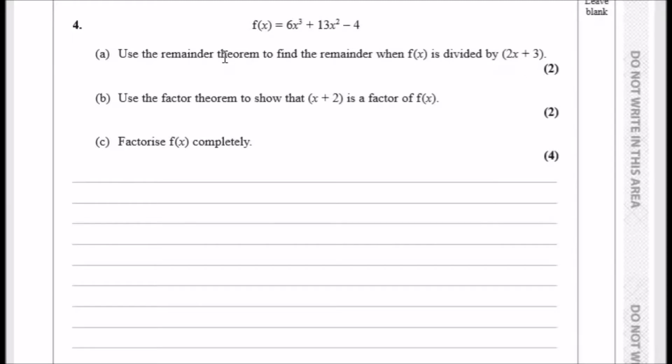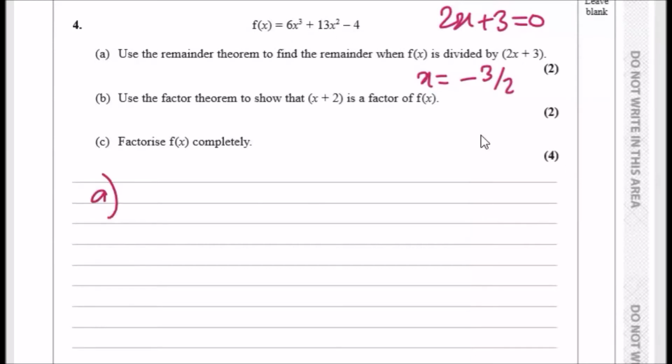Now, effectively, the remainder theorem means you just literally find the value of x here, which, if you solve it, you're going to get exactly minus 3 over 2. If you're not sure how we get that, just let 2x plus 3 equal 0, rearrange it, and you get this. Now, all you do is plug this into this equation and see what the remainder is.